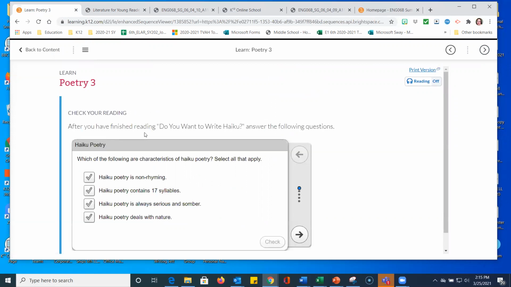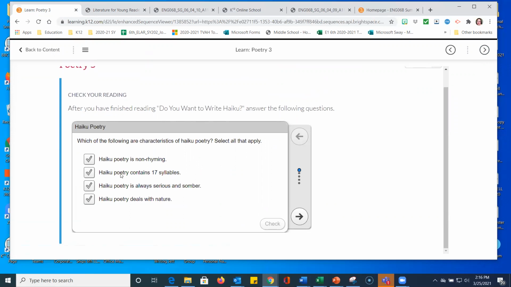Check your reading. After you've finished reading, do you want to write a haiku? Answer the following questions. Which of the following are characteristics of haiku poetry? Select all that apply so you may have more than one. Haiku poetry is non-rhyming. Yep. Haiku poetry contains 17 syllables. Yep. Haiku poetry is always serious and somber. Not necessarily. Haiku poetry deals with nature. Yes. Let's see if we're right.